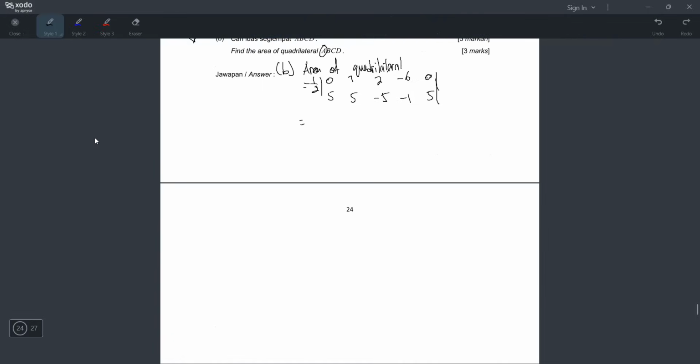Now I can calculate this. So how to multiply? We have to start from the top and then multiply crosswise.